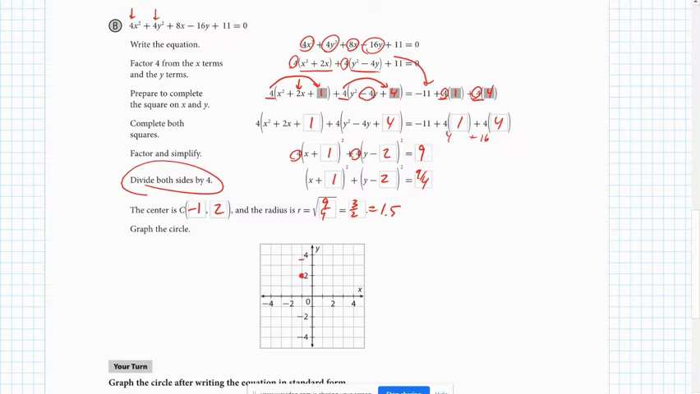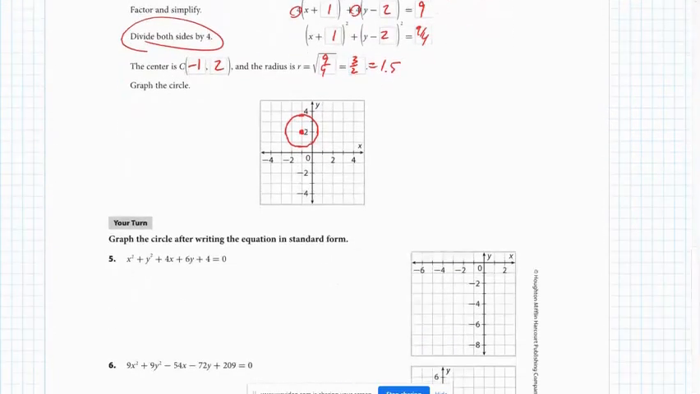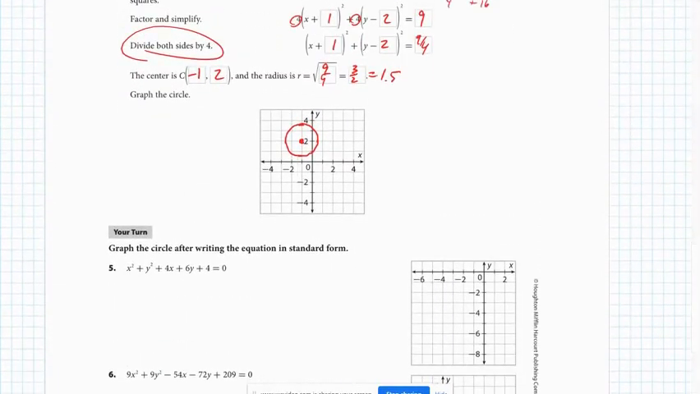So if we go 1.5 in every direction, our circle is going to look like that. Okay, next go ahead and try problem 5 on your own. Complete the square and see if you can get the circle in standard form, and then sketch the graph. So pause your video, press play when you're ready to check your answer.